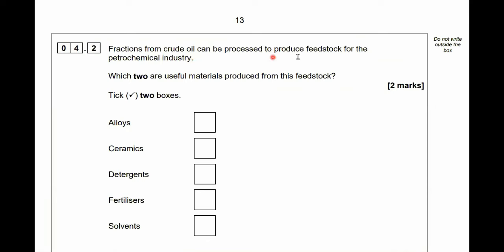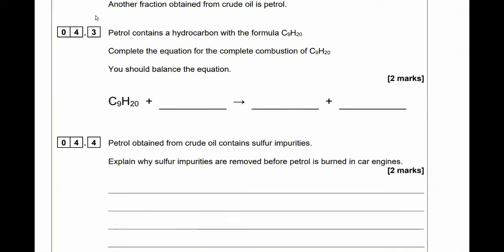Now, 4.2, fractions from the crude oil can be processed to produce feedstock for the petrochemical industry. Which two are useful materials produced from this feedstock? So we've got alloys, ceramics, detergents, fertilizers, and solvents. So, what are useful materials produced from feedstock? We can make detergents and solvents. Alloys we get from metal ores, ceramics from other materials, and yeah, the answer correct there was solvents and detergents.